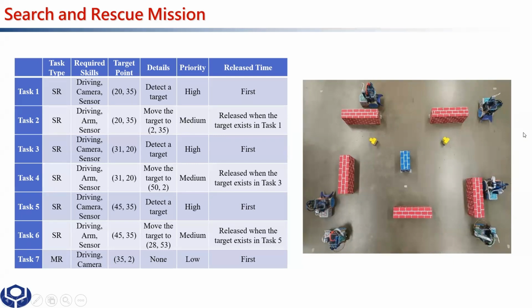So we designed this task table. There are 7 tasks here, and they all have meanings. We use task 1, task 3, and task 5 to locate these targets, and then task 2, task 4, and task 6 to ask robots to move these targets out of the building.